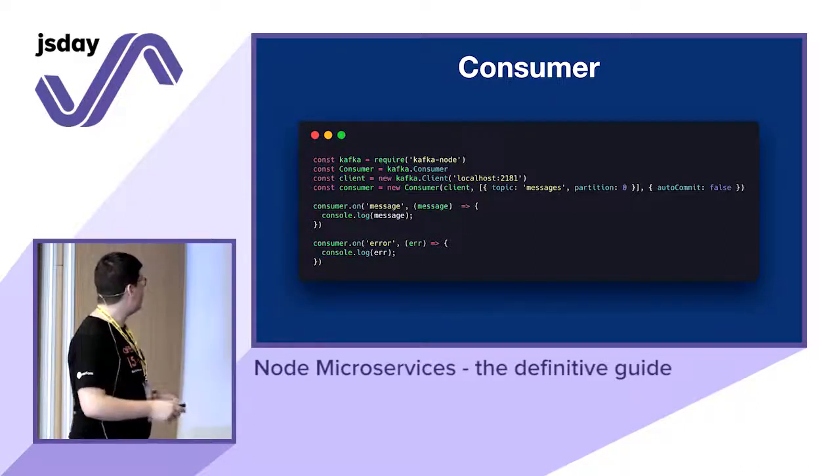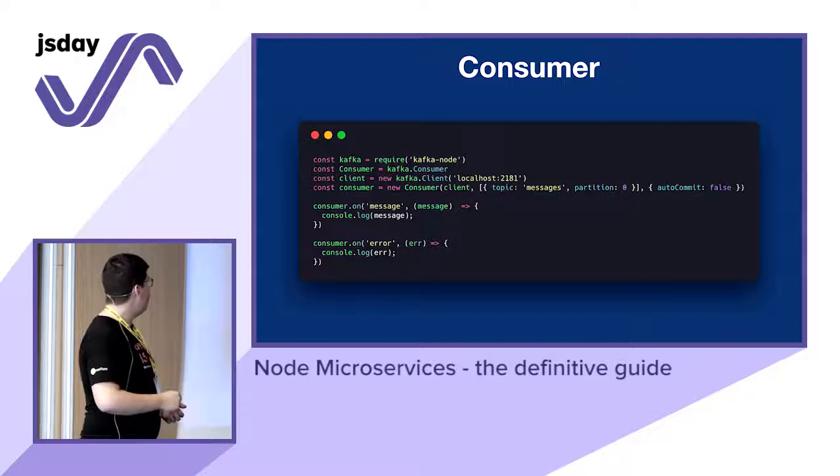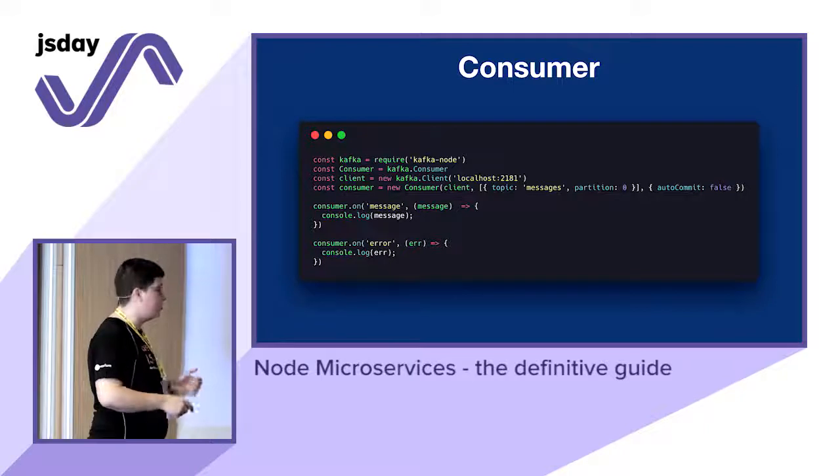The next thing, the consumer. Same thing, you require kafka-node, create a client, and create a consumer from the client, and you say, I want to listen for messages on partition 0. Then when some message happens with topic messages, you will receive that message here, so you can do some job. On error, you will console log the error.